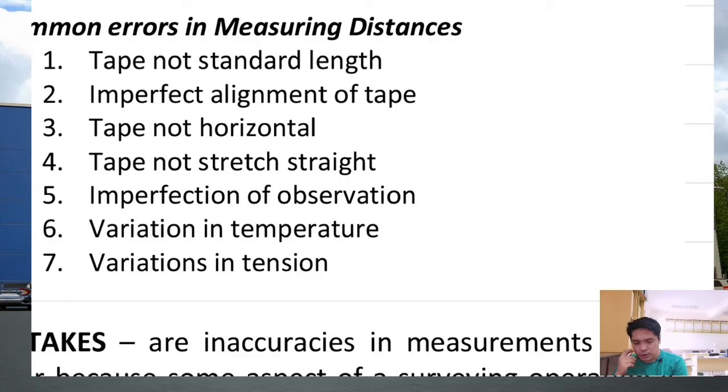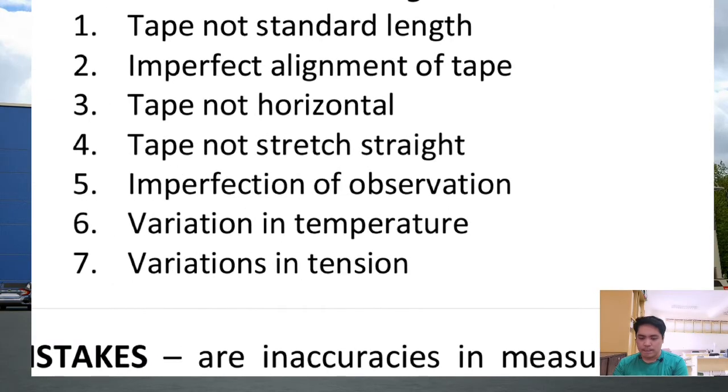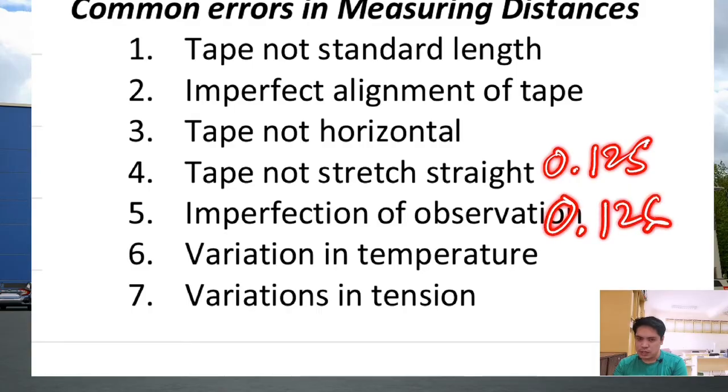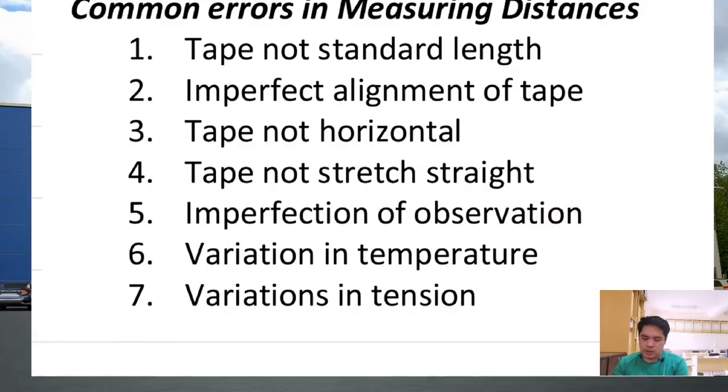Then, sunod is imperfection of observation. So, meaning, probably, the tape reads 0.125, then, ang inyong na-record or ang inyong nabasa is 0.126. So that's an error already. Then number 6, variation in temperature, because any material will either contract or expand depending on the temperature.